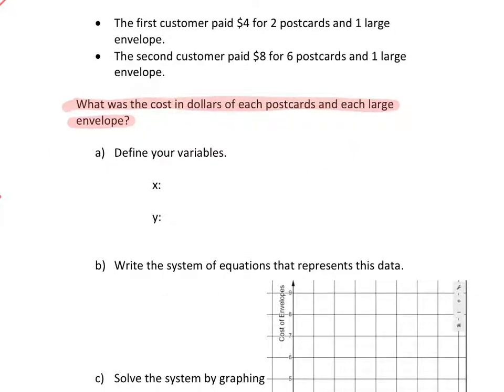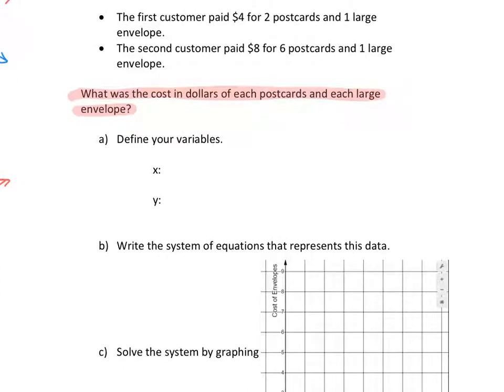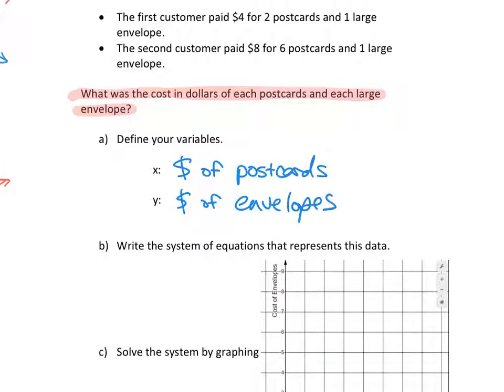It says to define your variables. What variables, what things are we talking about in this question? The cost of postcards and the cost of large envelopes. Cost of postcards is what we don't know, but it's what we're talking about. And the cost of envelopes is what we don't know, but it's what we're talking about. We reread the question. It says the first customer paid $4 for 2 postcards and 1 large envelope.